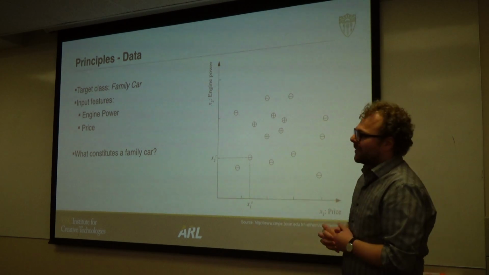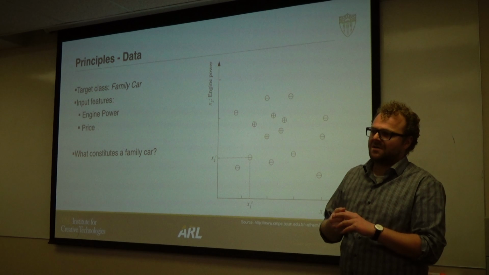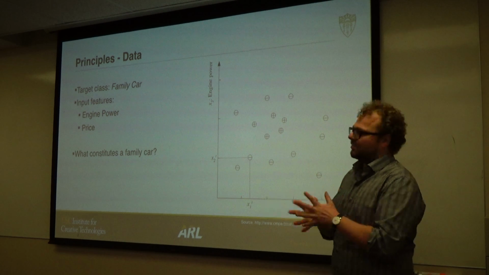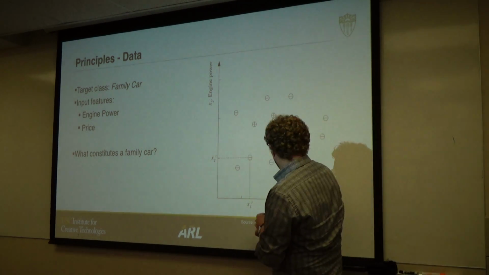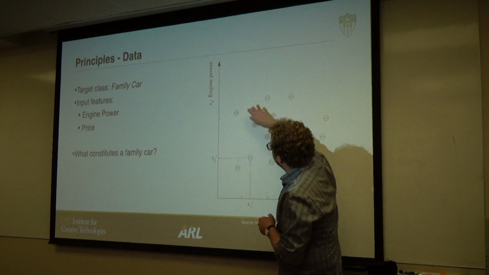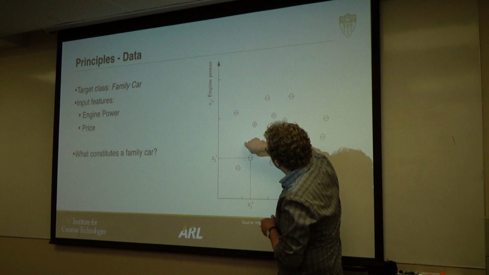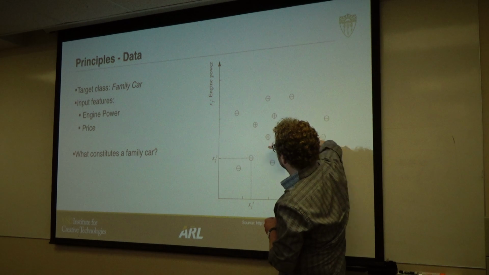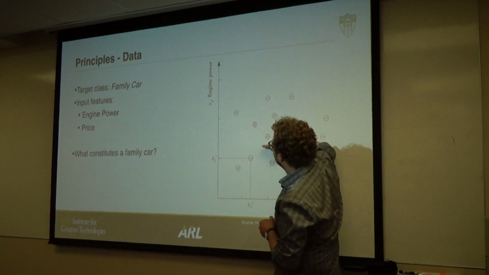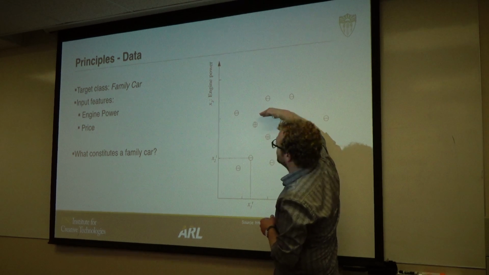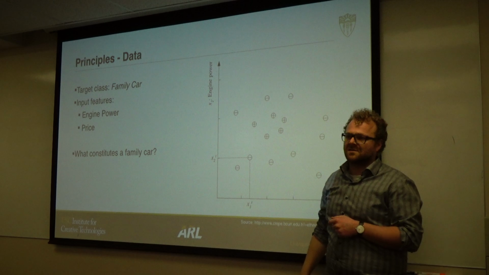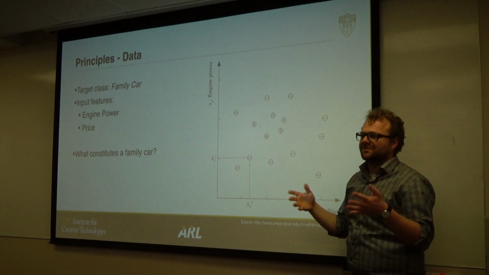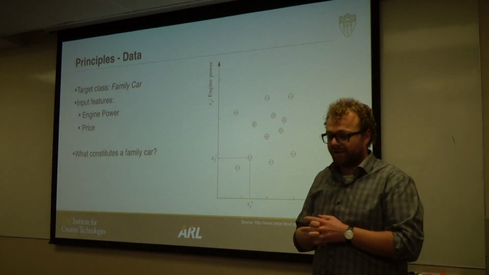It's pretty vague, but if you give this problem to a machine learning algorithm, it might find something more accurate or more precise. So one of the hypotheses could be: if price is greater than this value here and smaller than this value here, as well as if engine power is greater than this value here and smaller than this value here, then we have defined a family car. And what you get is kind of a rectangle out of here, okay?